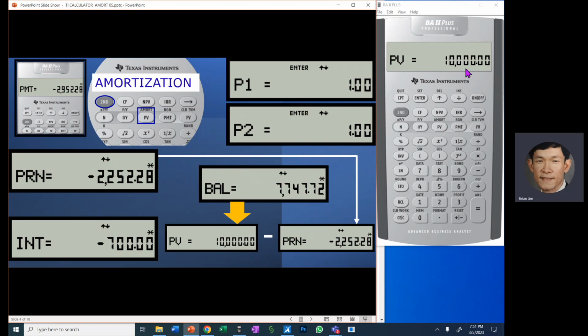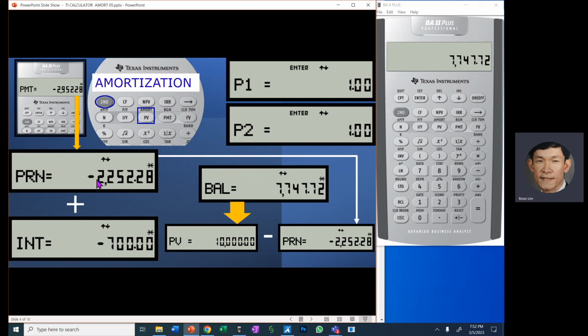Okay, we could demonstrate it. There is the $10,000, and if we subtract this amount right here, $2,252.28, we will get $7,747.72. Now, what about this payment? Part of that payment goes to paying on the principal, and part of it is on the interest. So that payment is split between those two. There is interest because there's an interest rate of 7%.